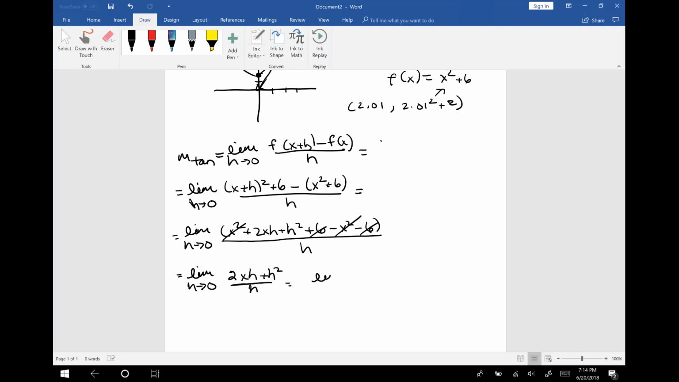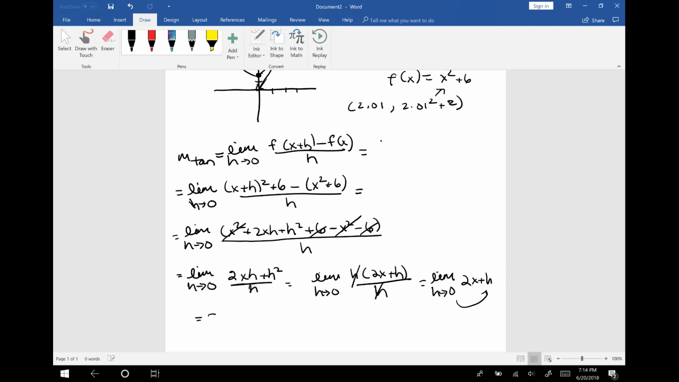And then you can see that in the numerator and denominator, everything has an h. So if we factor out an h, we have h times 2x plus h, over h. The h's cancel, and then we're taking the limit of what's left. So the limit as h goes to 0 of 2x plus h. So we can plug the 0 in there for h. We're going to take that 0 and plug it in here for h.